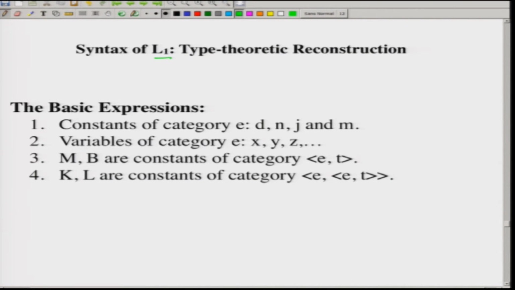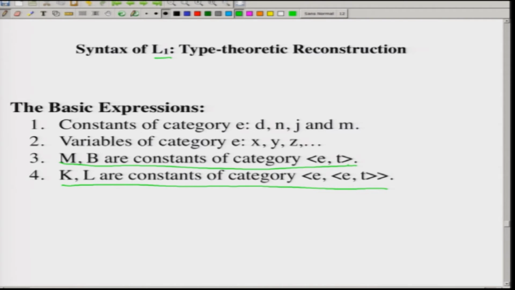Variables of the category E, we know that we have variables only of one category all the time, category E, because we don't have any predicate variable here. So, x, y, z and stuff like that. And then we have constants of the category E to T, like M and B, which are 1 plus predicates, if you remember. And then the 2 plus predicates, they belong to the category E to T. They are K and L. So, M can be interpreted as say man, B bald, K no, and L loves.